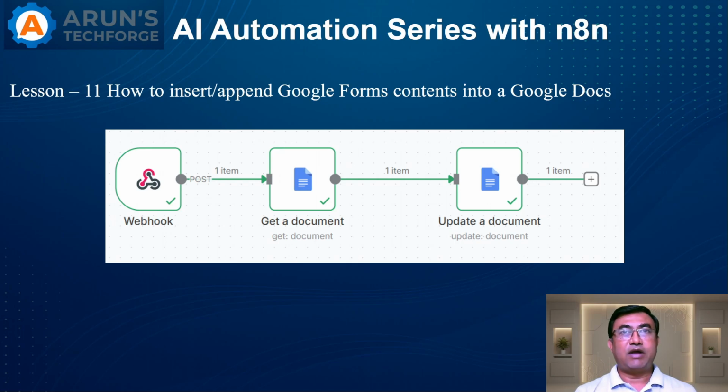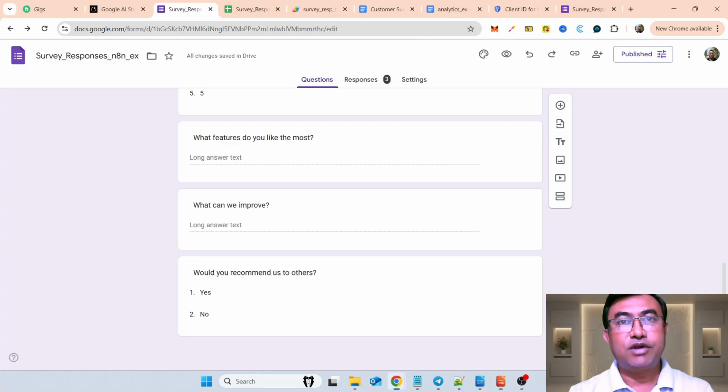We will insert or append some text to a Google document. Basically, whatever someone fills in Google Forms will ultimately go to a Google Sheet. Then we will extend it to Google Docs. So this is the workflow. It's a simple workflow. We will use Webhook. Then we will get that document and update it.